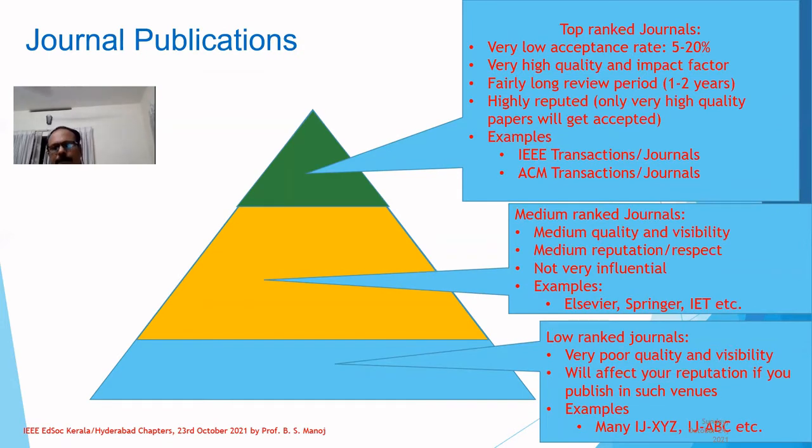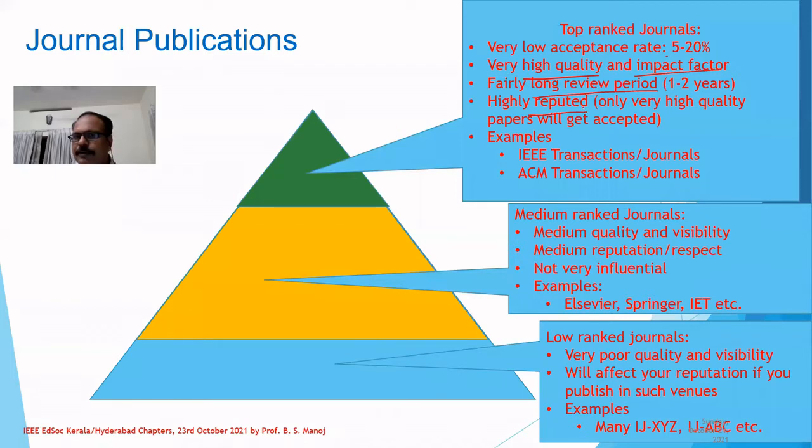Now, let's look at journal publications in a very brief manner. You must have seen that there are very highly ranked journals which may have a very low acceptance rate, but very high quality and impact factors. The bad thing with these journals is that the review process is very long. Particularly if you are a PhD student, getting 2 years or so for a paper review can be really hard. Usually it takes 1 to 2 years. Even though journals are trying to make it shorter, it is really long. It can take even 3 years to get a paper accepted. But their reputation is very high.